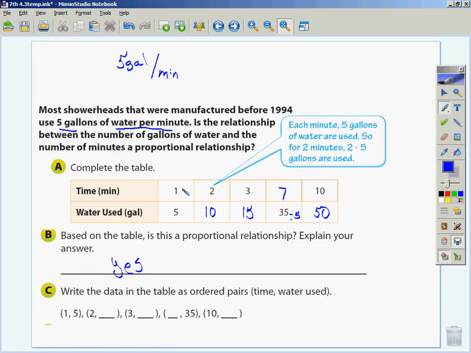We're going to take the table and we're going to write them as ordered pairs. 1, 5. Remember that the time is X and the water used is Y. 2 is going to be paired with what? 10. 3 is paired with, what's paired with 35? And 10 is paired with 50. Everybody with me?